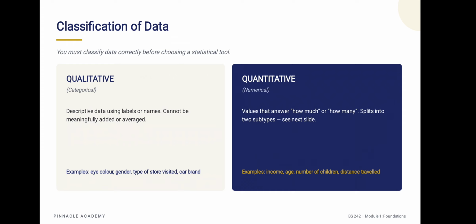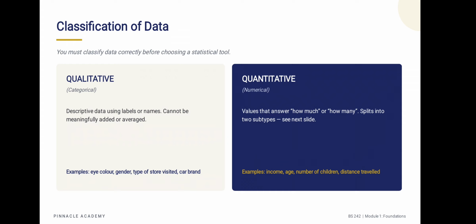This shows up almost in every single exam I've ever seen for this course, classifying data. Before you can choose the right statistical tool for a problem, you must firstly correctly identify what type of data you're dealing with. Get this wrong, and everything you calculate afterwards will be built on a shaky foundation. So let's build this up carefully, step by step.